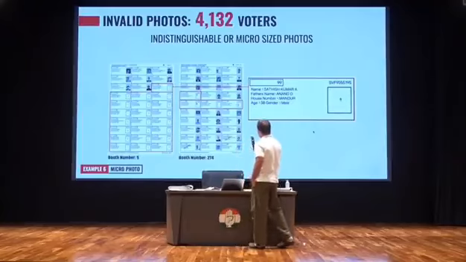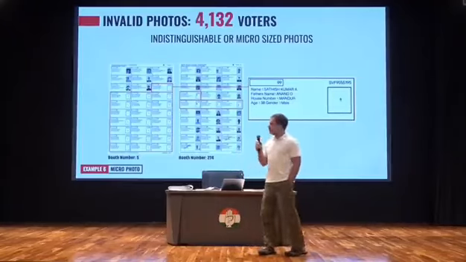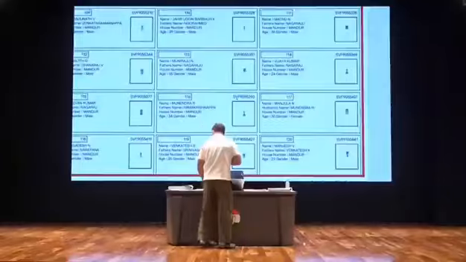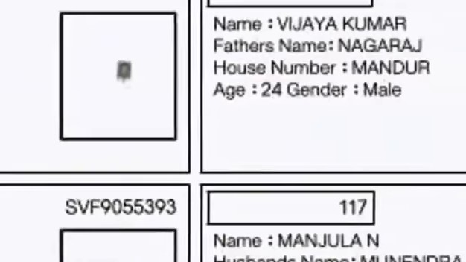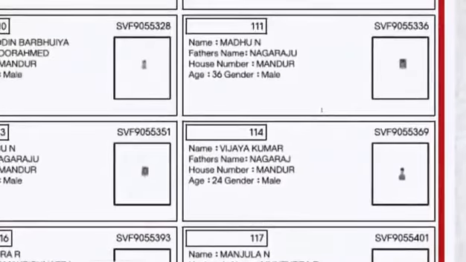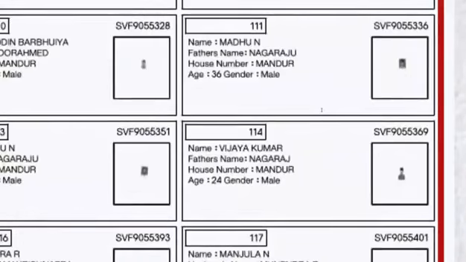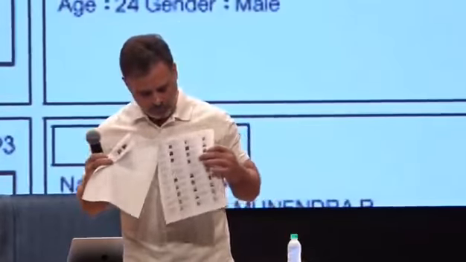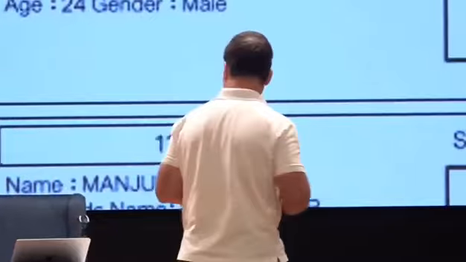Invalid photos. There are 4,000 voters. Show the photos. These are the photos. Either no photo or a photo that is so small that कहाँ गया भाई? Here. Or that you can't see them. That's an original voter list. That's a copy of a voter list. You can see no photos. Okay, so there's 4,000 of those.